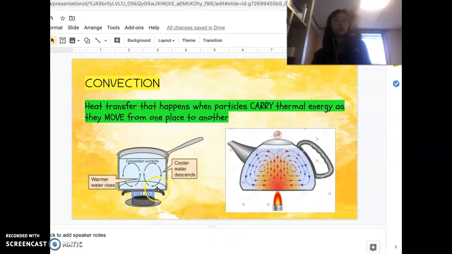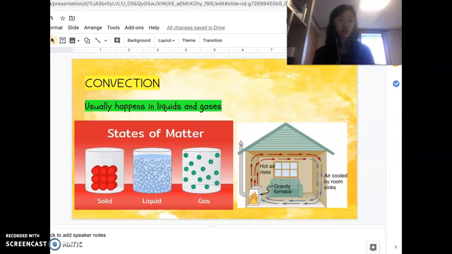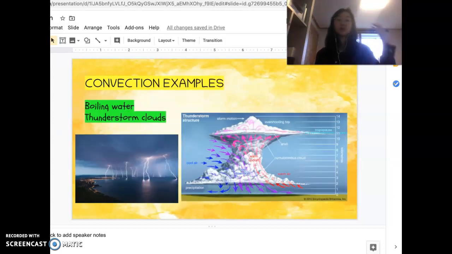So you'll mostly see illustrations of arrows going around. That usually indicates convection currents, okay? And convection, unlike conduction, usually happens in liquids and gases. So remember, solid is with conduction. Convection usually happens in liquids and gases, right? Examples: boiling water, thunderstorm clouds.